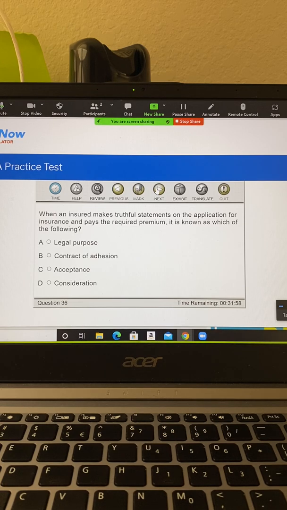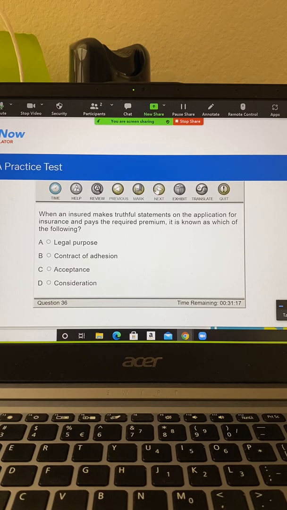When an insured makes truthful statements on the application for insurance and pays the required premium, it is known as which of the following? I want to say contract of adhesion. No, man. Contract of adhesion is the take it or leave it aspect of life insurance. Oh, yeah. I remember that from the class now. That's right. You remember from the class, you better write it down, people think they can remember everything and don't remember nothing. You got to write that down.